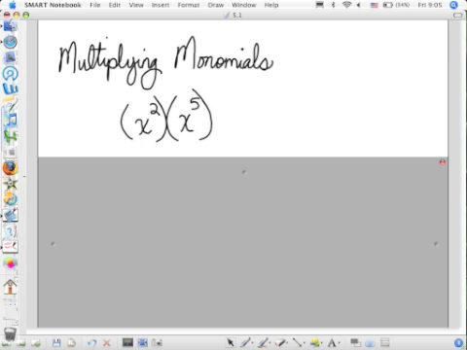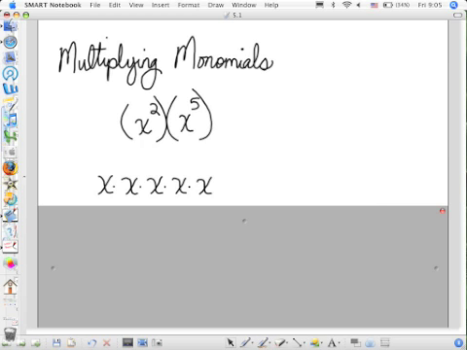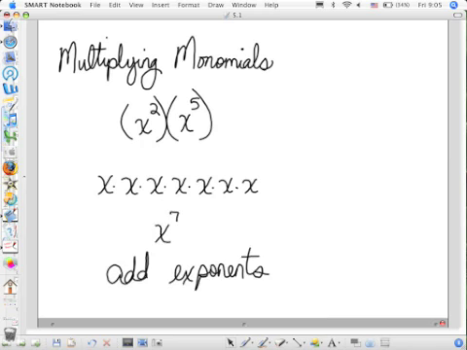Okay? So what do we do when we actually multiply variables together? We add the exponents. Because x squared times x to the fifth actually means that we have 2 x's times 5 x's for a total of 7 x's being multiplied. So the rule for multiplying monomials: add the exponents. We're going to combine the letters that are the same by adding the exponents together.